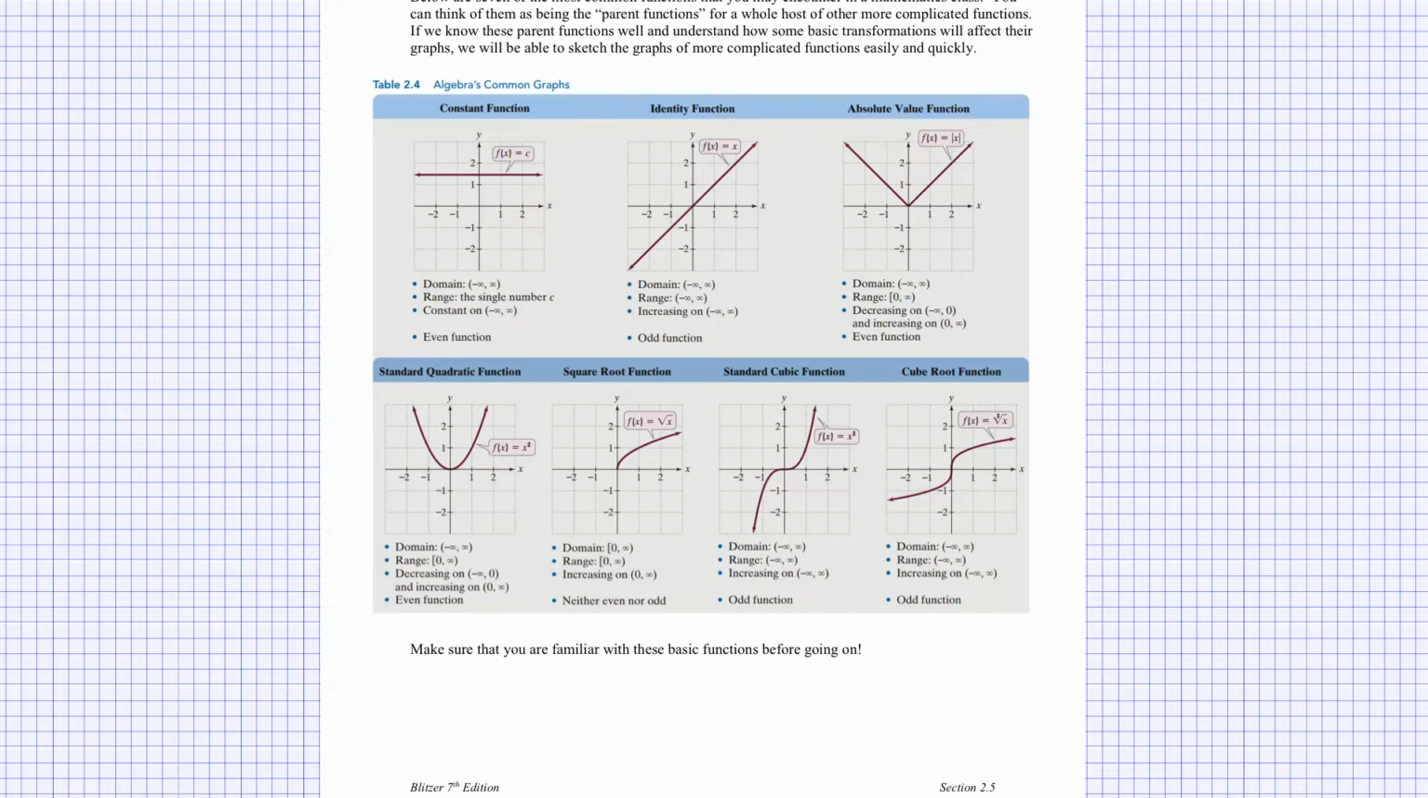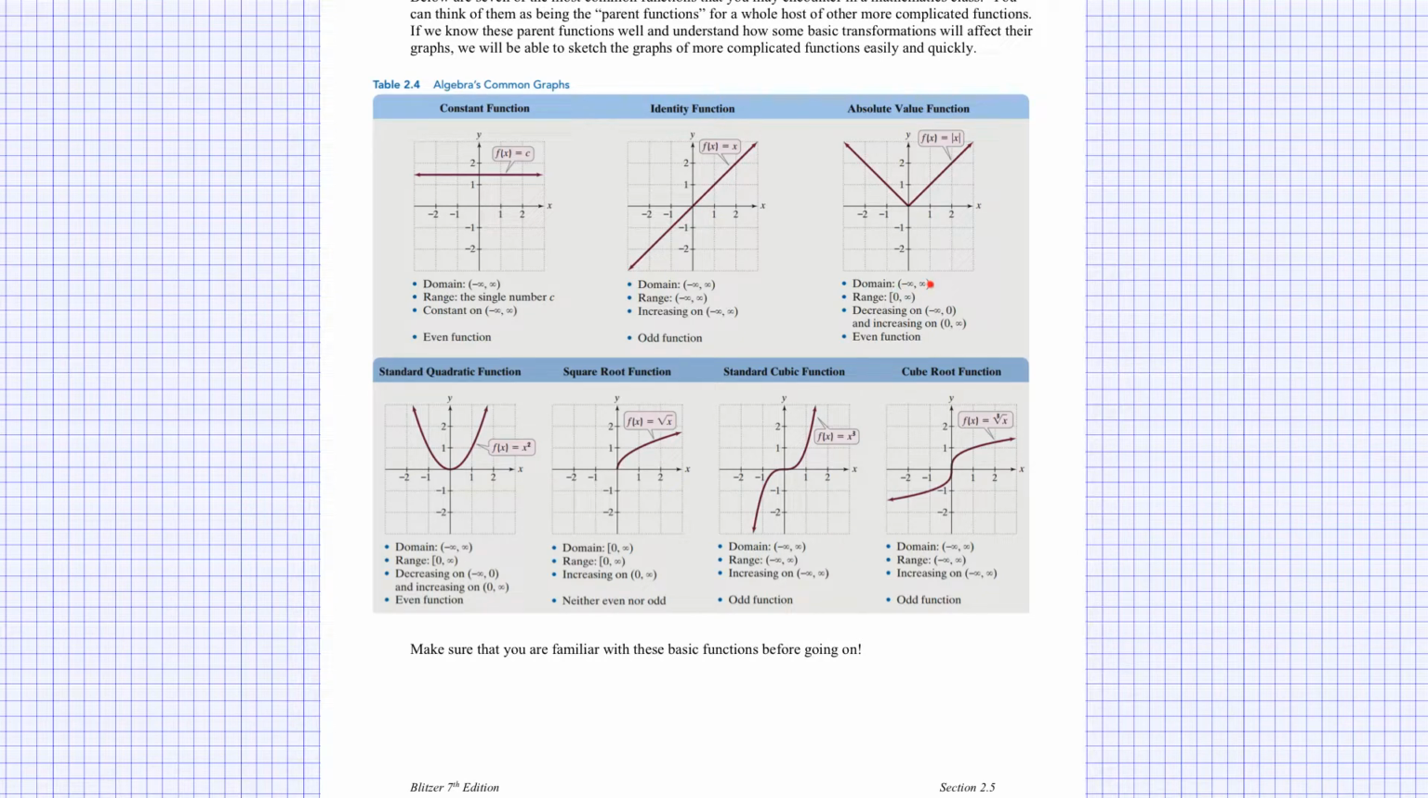Now, the next one we're going to think about is the absolute value function. F of x, or y, equals the absolute value of x. Absolute value of 0 is 0. The absolute value of 1 is 1. The absolute value of negative 1 is 1. The absolute value of 2 is 2. The absolute value of negative 2 is 2. So we get this basically V shape, right, that is decreasing until it reaches the origin, and then it begins to increase, right?